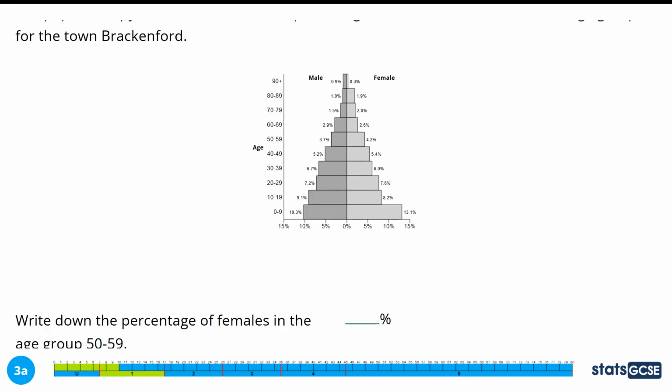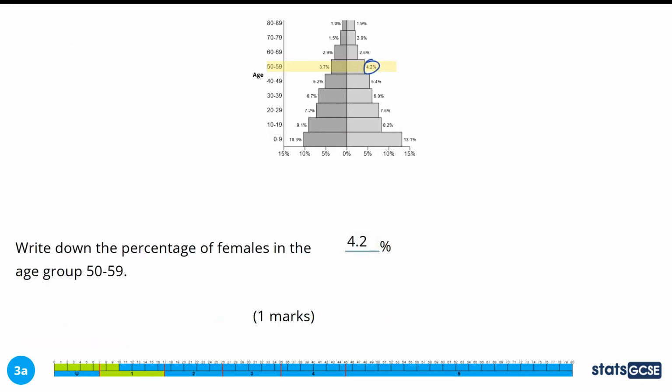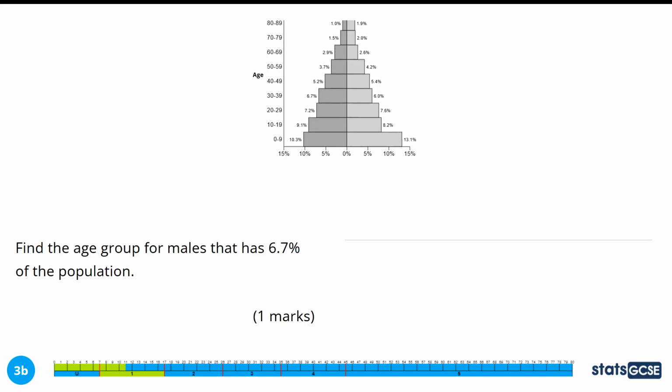The age group 50 to 59 is here, and we can see that the females are on the right hand side. So we're looking for our answer of 4.2%. Find the age group for males that has 6.7% of the population.